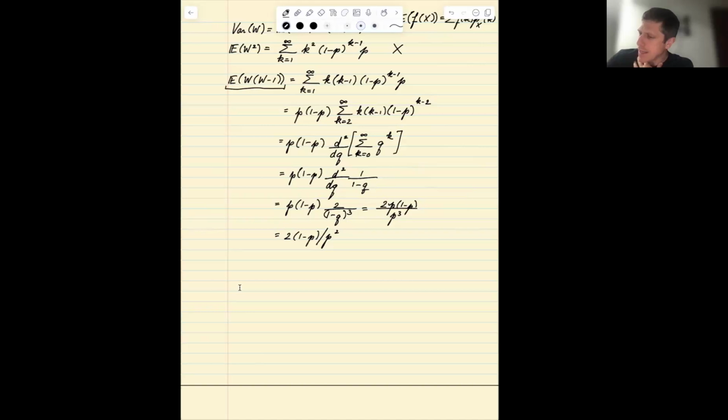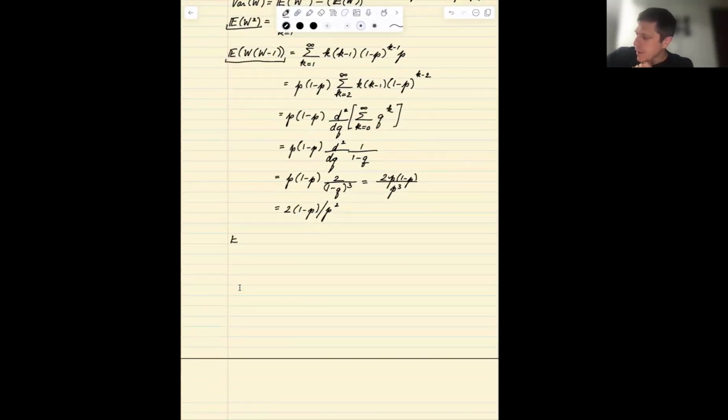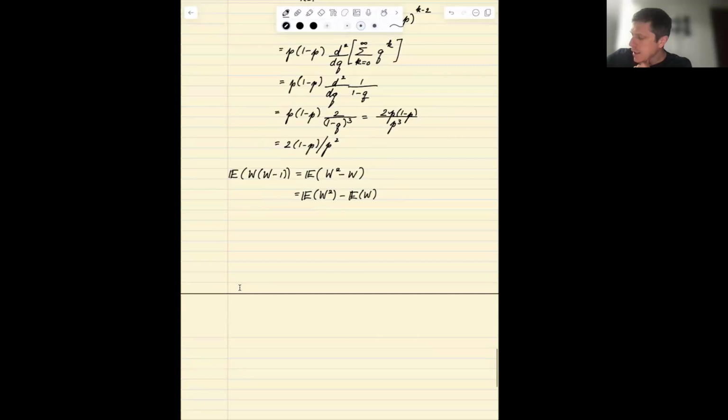And what we're trying to do is get the expectation of W squared. But how do we do it? Well, the factorial moment, expectation of W times (W minus 1), equals expectation of W squared minus W, equals expectation of W squared minus expectation of W. This is equal to expectation of W squared minus 1 over p. And we've just calculated that this is equal to 2 times 1 minus p over p squared. So what does that tell us? That tells us that expectation of W squared is 1 over p plus 2 times 1 minus p over p squared.